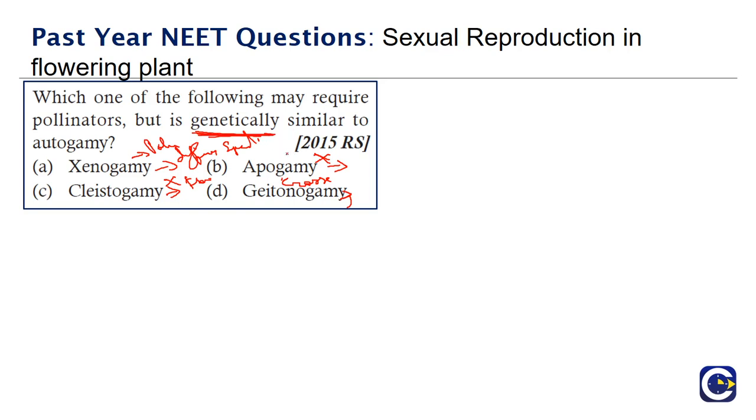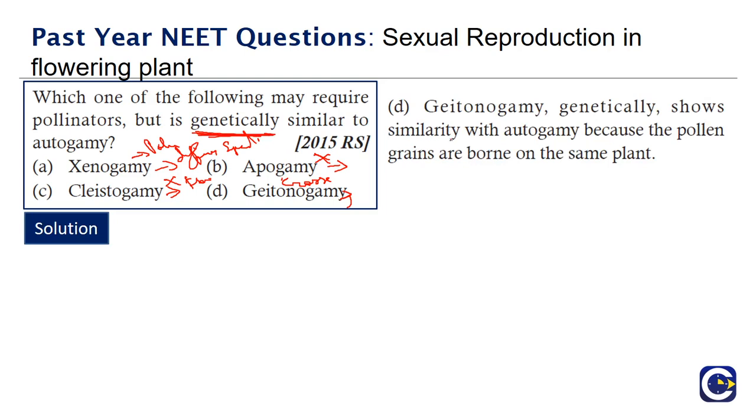So moving on to the next question. I'm sorry, let's look at the solution. So geitonogamy genetically shows similarity with autogamy. Because in autogamy also there is only self-pollination, so there is no genetic difference because the pollen grains are borne on the same plant. So geitonogamy. So moving on to the next question.